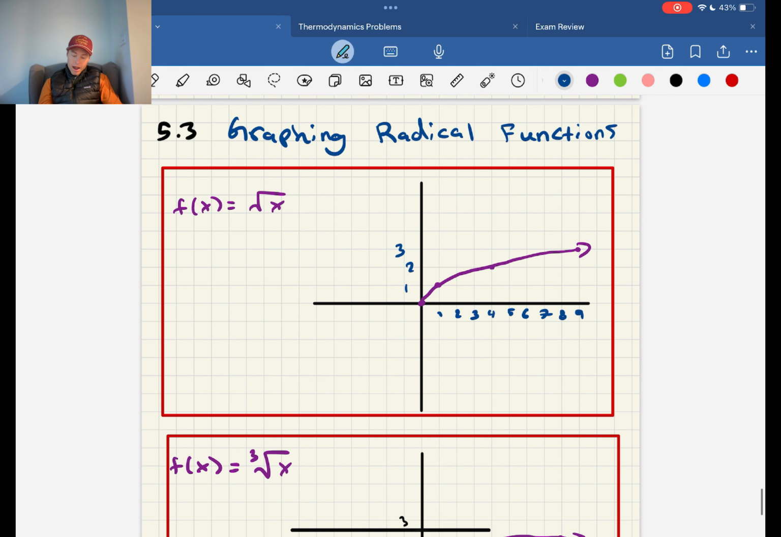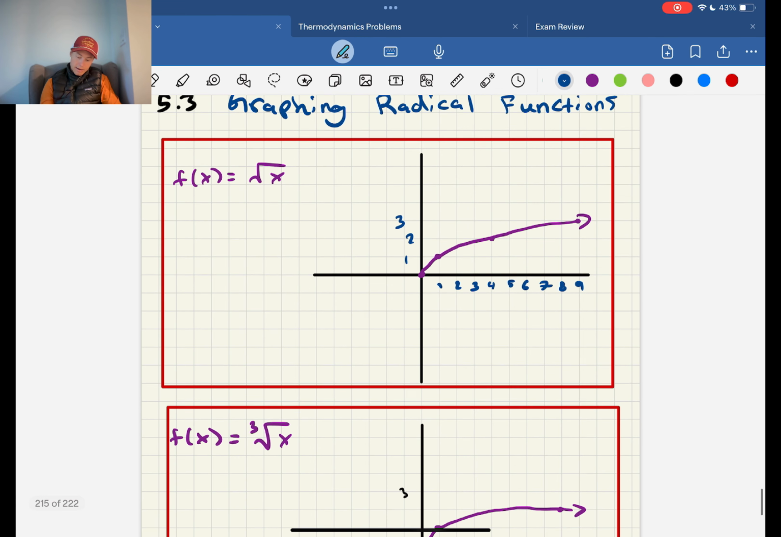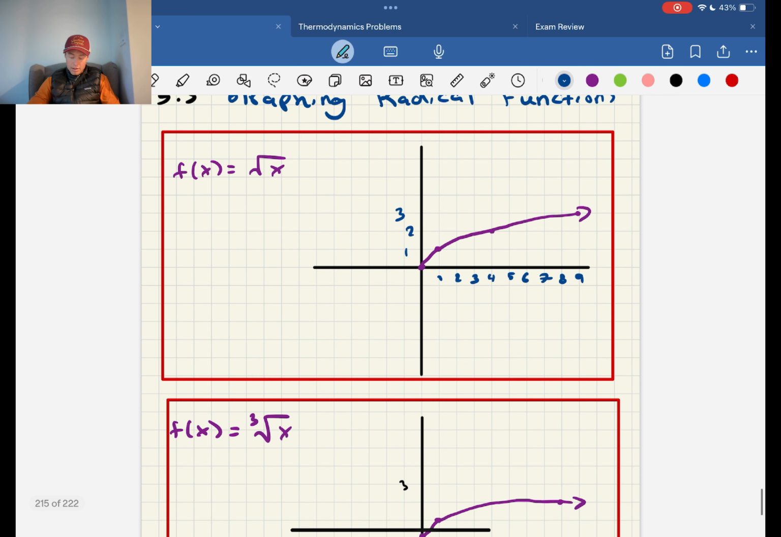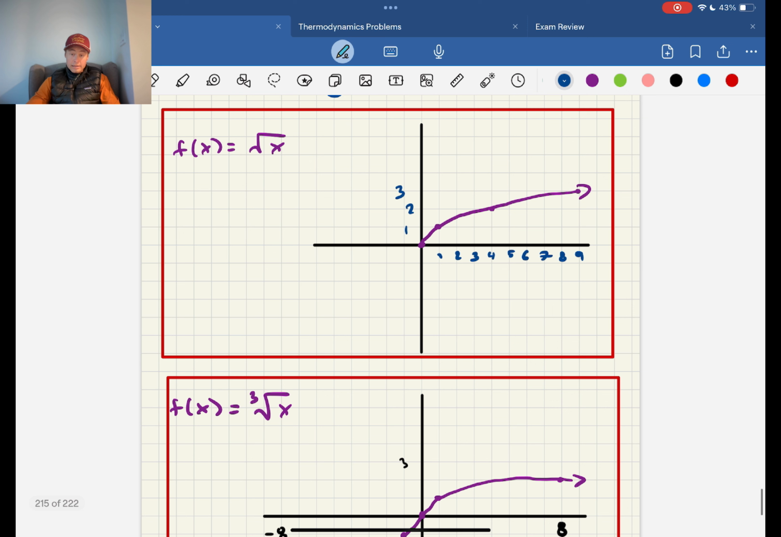Alright, 5.3, graphing radical functions. A couple of important things to note here. Square root of x is our parent function, and that has this shape. Notice that it does not extend into negative x values. The domain is restricted to only positive values for x. The range as well. The range is restricted to only positive values for y. It's only in quadrant 1.